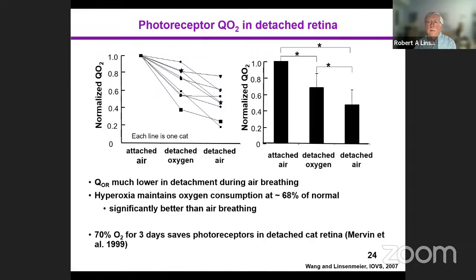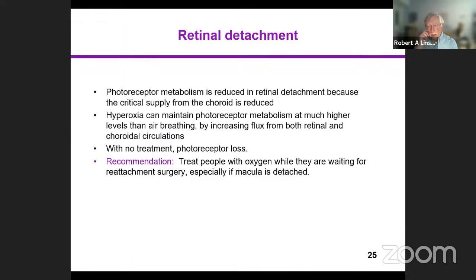We also know from other work that if you do a detachment in a cat and leave it under 70% oxygen for 3 days, that you preserve photoreceptors in that animal's retina. So we think that hyperoxia would be a good thing to use during detachment. Photoreceptor metabolism is normally reduced during a detachment, but hyperoxia can maintain it much better. Whereas if you do no treatment, you're likely to have photoreceptor loss. So we think it would be a good idea to treat people with hyperoxia while they're waiting for retinal reattachment surgery.